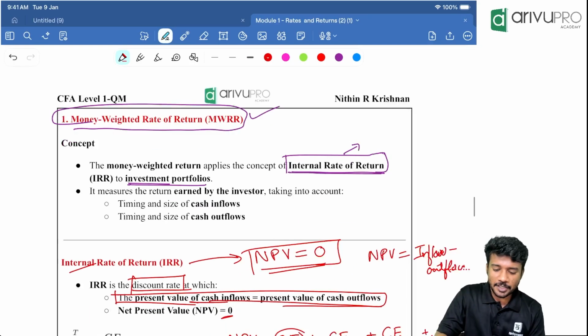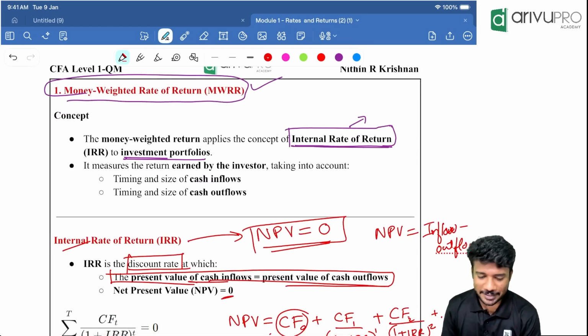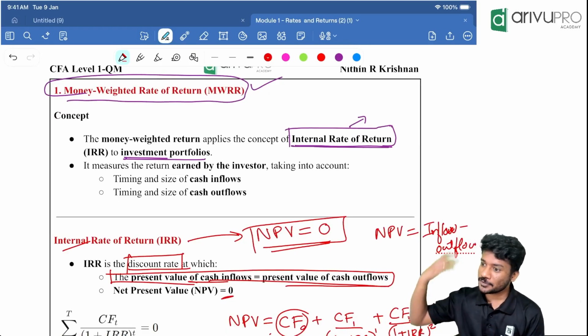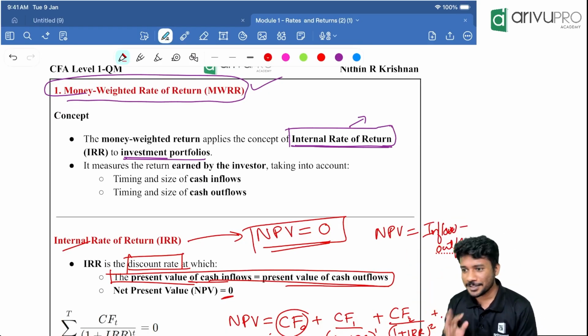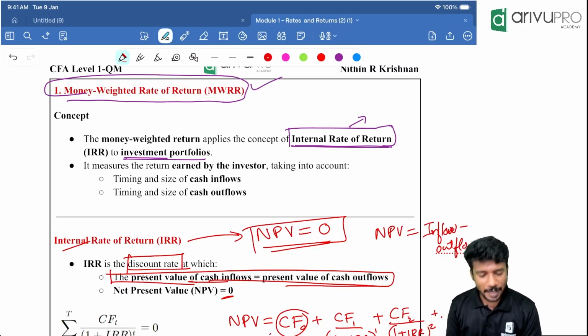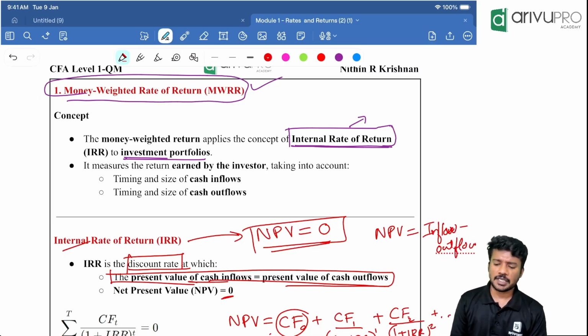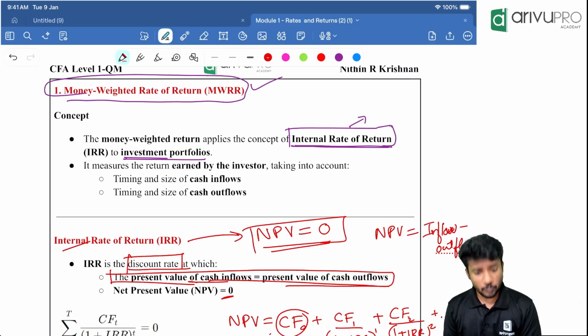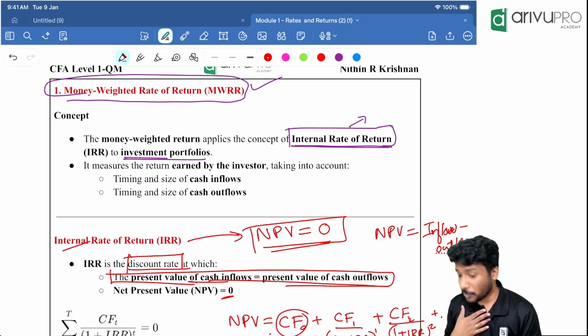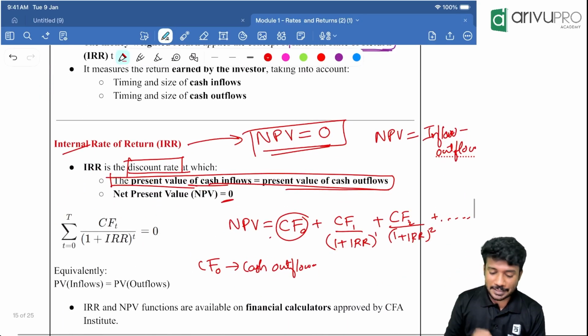Yes, perfect. So we were discussing money weighted return. I'm taking more time on this concept because this is the base. Going forward, we will just use this base for all the other calculations. So money weighted return we are discussing. In money weighted return, we are mainly dealing with the concept of internal rate of return applied to our investment portfolios. Then what is internal rate of return?